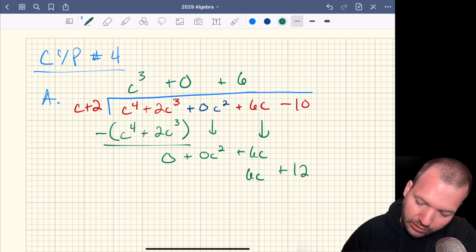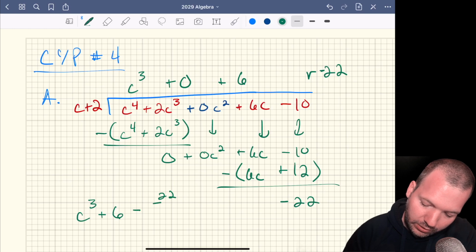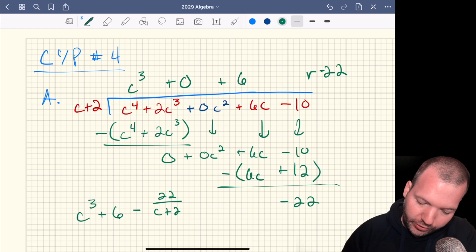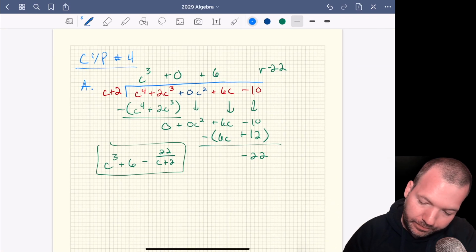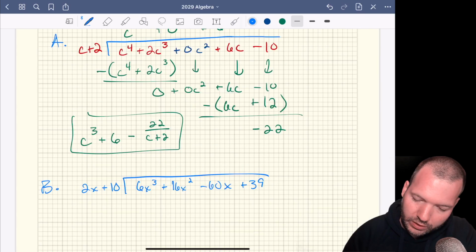And to get 6c plus 12, I guess we should also bring down the minus 10. And so we end up with negative 22. So a remainder of negative 22, meaning our quotient is c to the third plus 6 minus 22 over c plus 2. Very annoying, but there you go. That's that. Maybe check your progress 4b will be a little better. As far as I can tell, this one doesn't even need a placeholder.